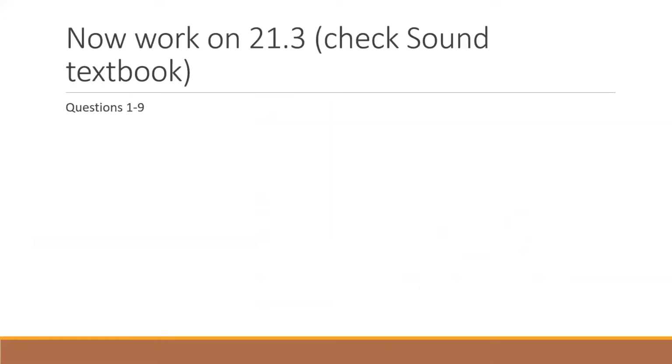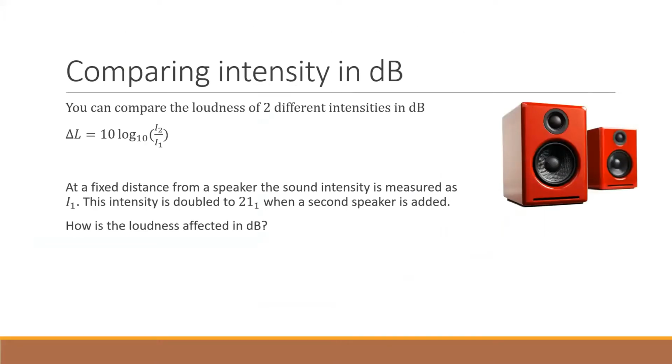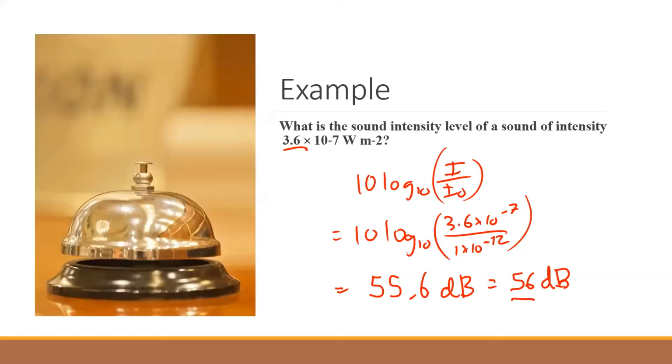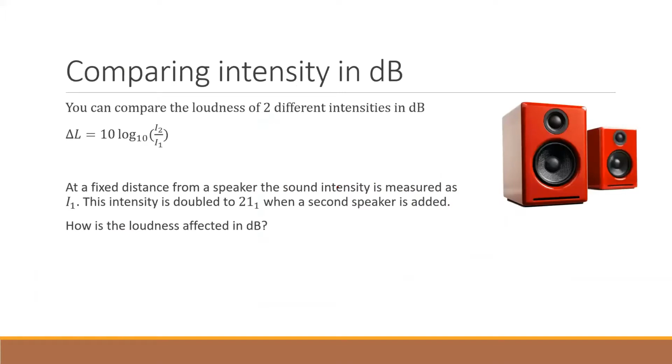One more example here, and that's going to be this one here. You can actually compare the loudness of two. I actually should have used the L symbol here. L equals 10, whatever, loudness. So here, you can actually compare the loudness of two different intensities in decibels.